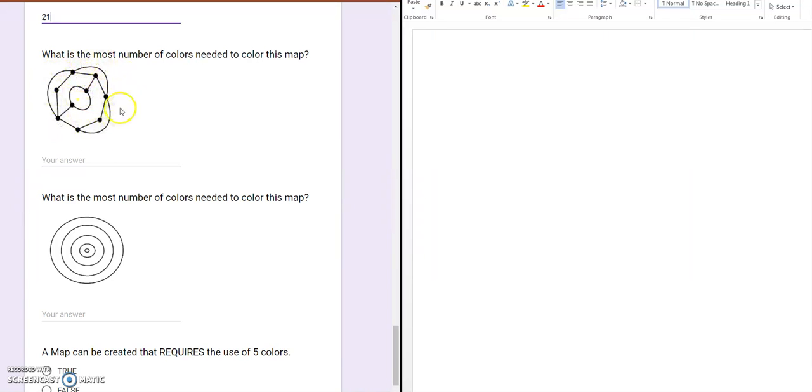This map only needs 3 colors. The explanation is that this inside color can be the same as these 3 little loops on the outside. This section right here can be the same as what's outside, because remember, you have to color the outside like the ocean. And then this region right here would be the 3rd color. So the most you actually need is 3 colors.